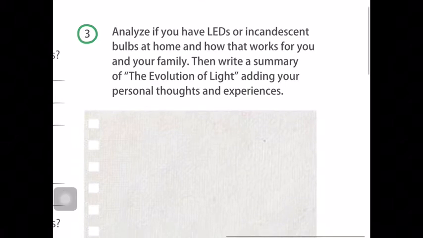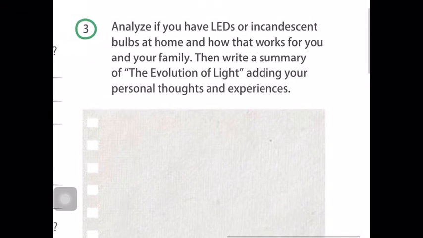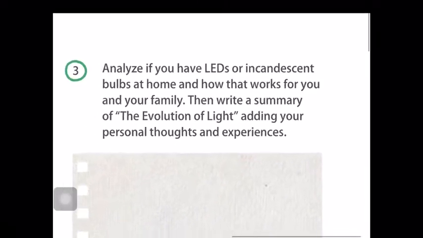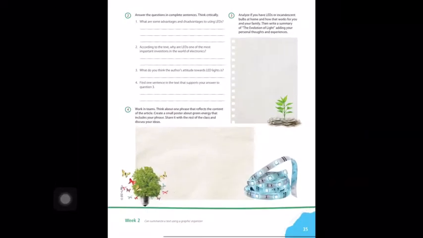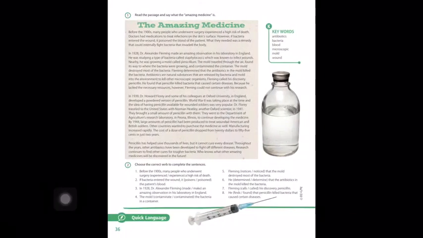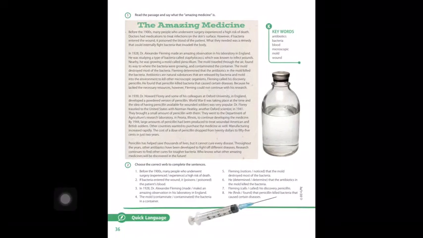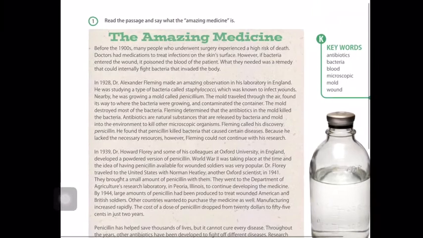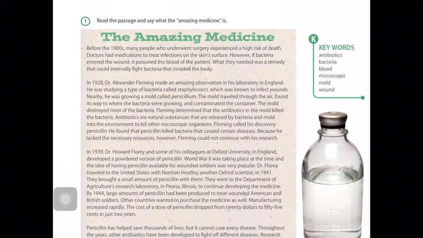Then write a summary of the evolution of light, adding your personal thoughts and experiences. You have to write a summary, but with your own experiences at home using light-emitting diodes, LEDs, or incandescent light bulbs. Okay? Very good. On page 36, you just have to read the passage, The Amazing Medicine.